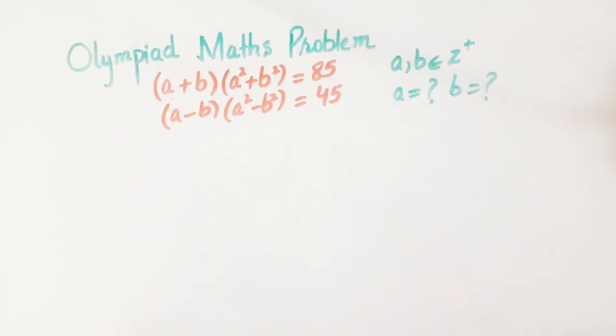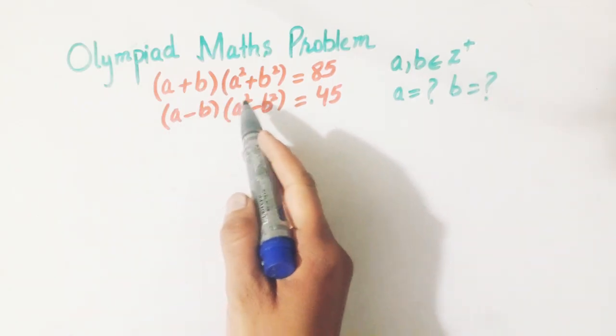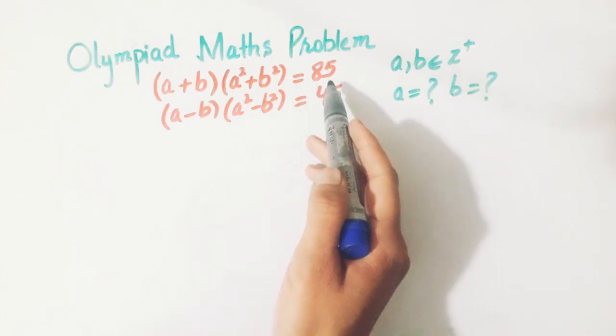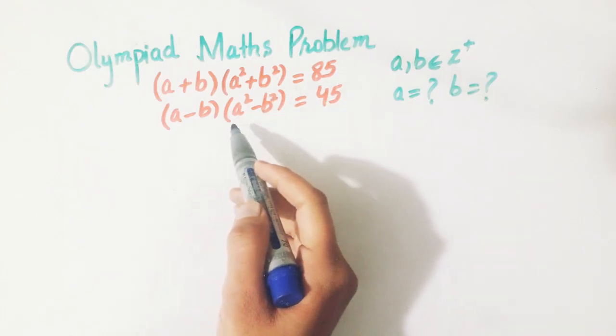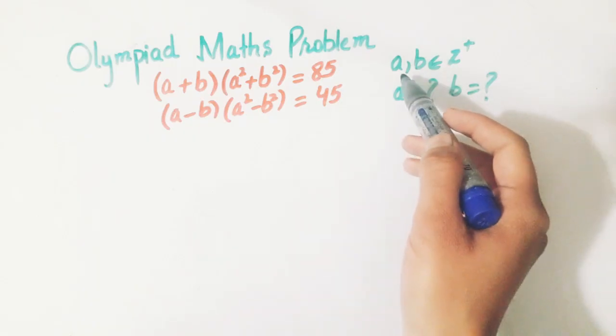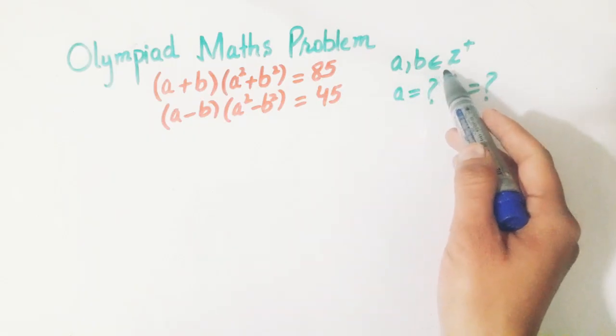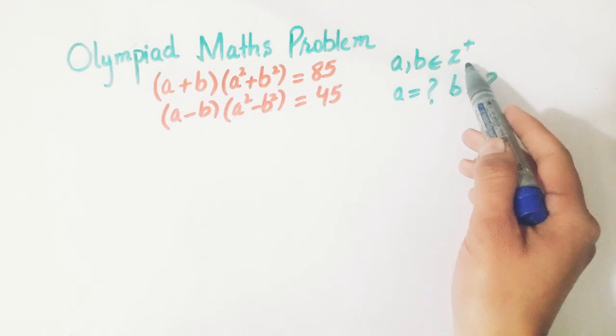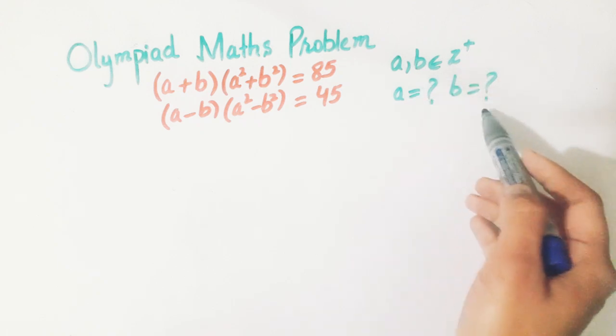In today's video, we will solve an Olympiad math problem: (a plus b)(a square plus b square) equals 85 and (a minus b)(a square minus b square) equals 45. The condition is that both a and b belong to positive integers, and you have to find the values of a and b.